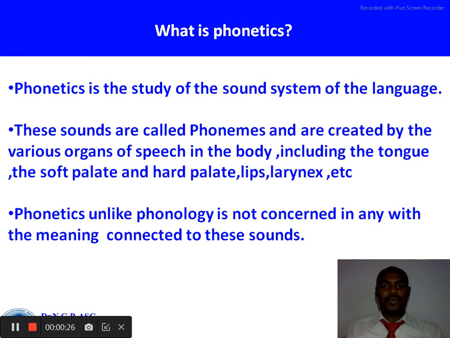The first one is, what is phonetics? Phonetics is the study of the sound system of a language. These sounds are called phonemes and are created by the various organs of speech in the body, including the tongue, the soft palate, the hard palate, lips, larynx, etc. Phonetics, unlike phonology, is not concerned with any meaning connected to these sounds.